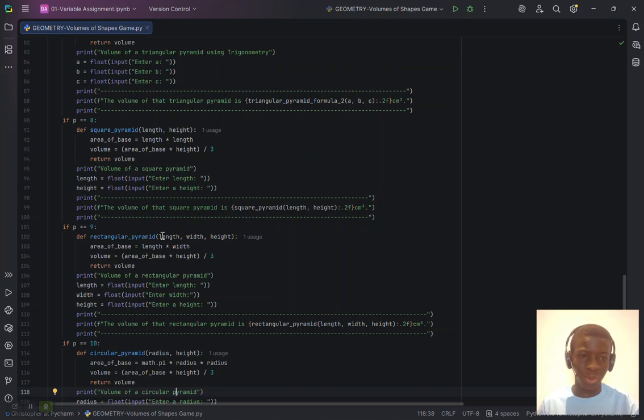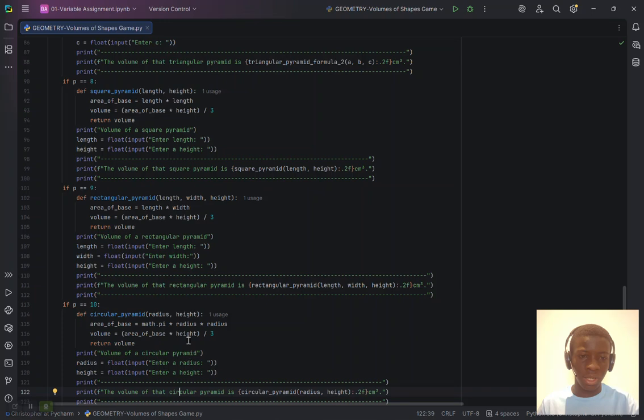Rectangular is length times width times height divided by 3, which is that. So circular pyramid: radius, height, pi r squared times h over 3, which is the same thing as a cone. A cone.